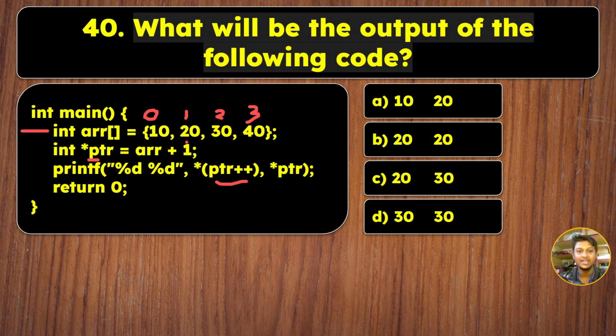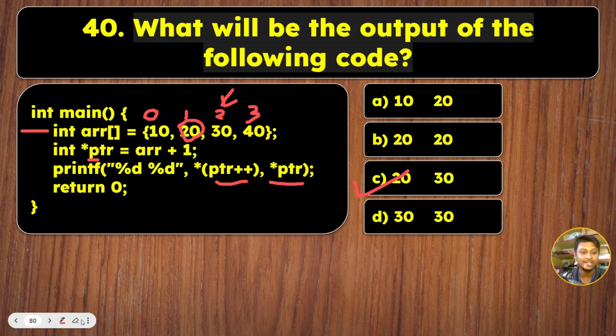So in the first index, what is the value present? It is 20. So it will first print 20, and after that the value of ptr will be incremented by 1. So now it is pointing to this location. Now if we dereference it and print, then it will definitely print 30. So our correct answer will be option C.